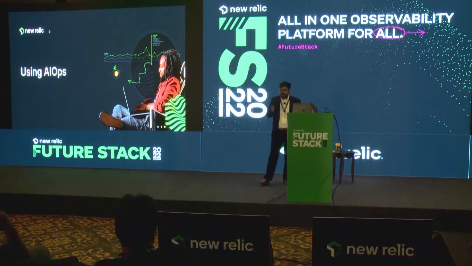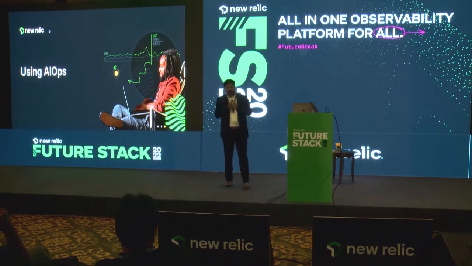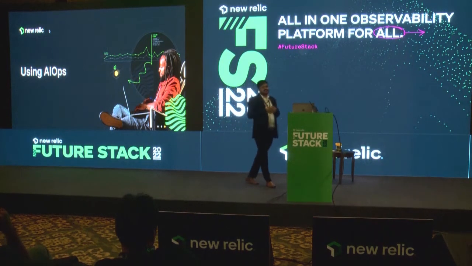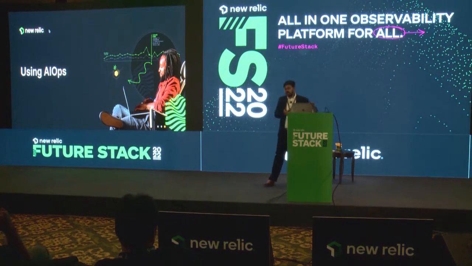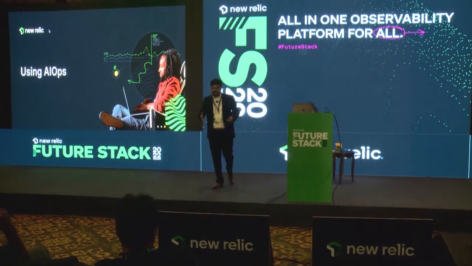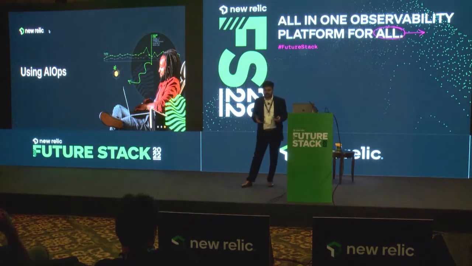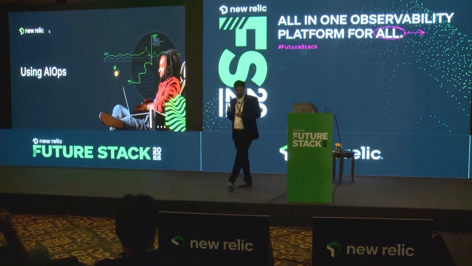AIOps helps you in getting those critical alert information automatically correlated into a single issue so that you don't spend that extra bit of time manually triaging hundreds and thousands of alerts at a time. And here's how we are doing it.